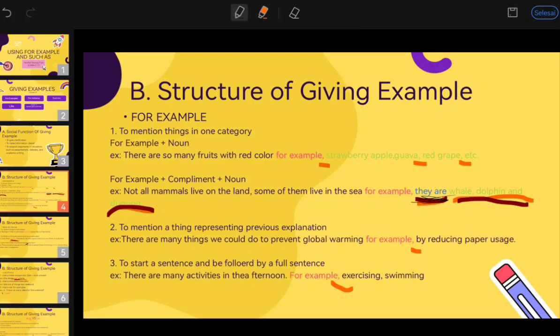Two, to mention a thing representing previous explanation. For example, there are many things we could do to prevent global warming. For example, by reducing paper usage. Number three, to start a sentence and be followed by a full sentence. For example, there are many activities in the afternoon. For example, exercising and swimming.